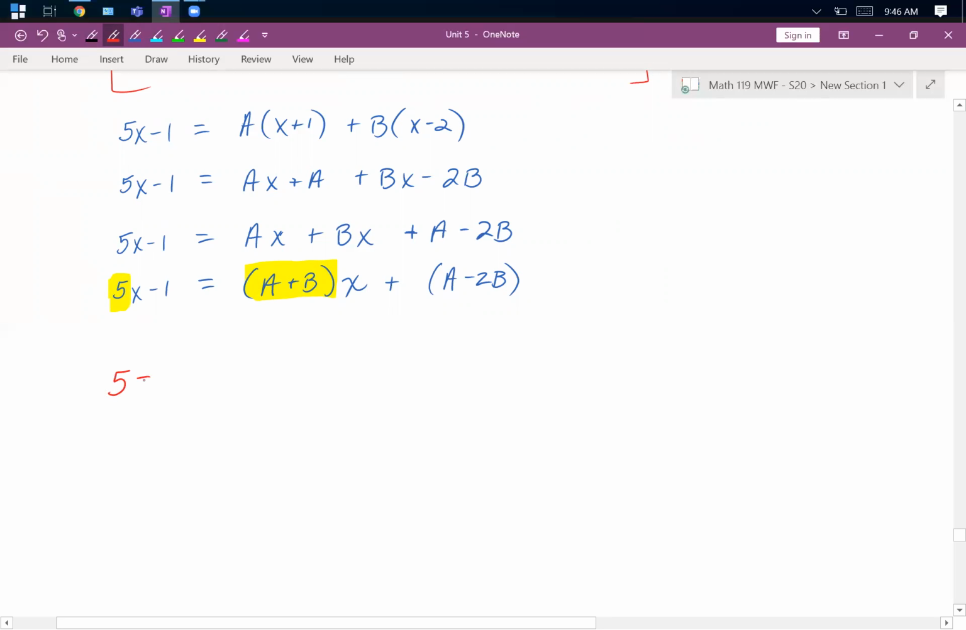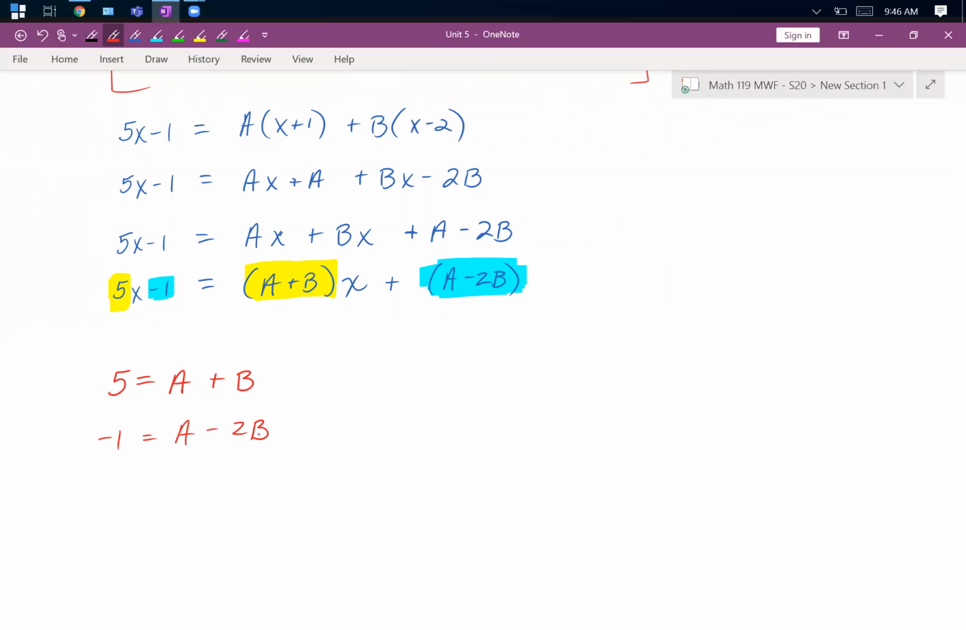That leads us to the conclusion that 5 has to be equal to A plus B. So I just like to have the coefficients in the front so it's easier for me to equate them. And then similarly, -1 is the constant on the left side. This A minus 2B is the constant on the right side. Therefore, we can conclude that -1 has to be equal to A minus 2B. Jordan, does that clear it up? I want the x in the back so that it looks like the other side.